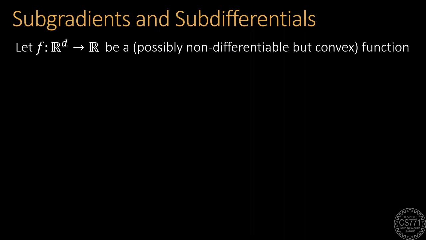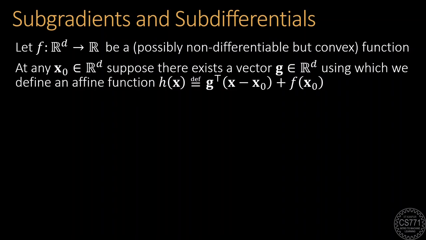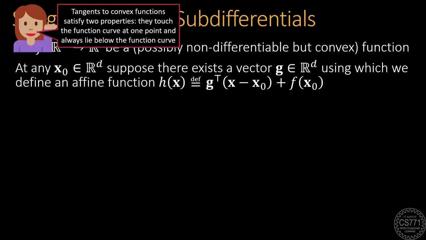Consider a convex function f that may be non-differentiable. At any point x0, suppose there exists a vector g using which we define an affine function h of x as g transpose (x minus x0) plus f of x0. The idea is that if h of x behaves like a tangent to f at x0, then we can treat g as a gradient to f at x0. Now, tangents to convex functions need to satisfy two properties. They must always lie below the function curve and they must touch the function curve at one point.